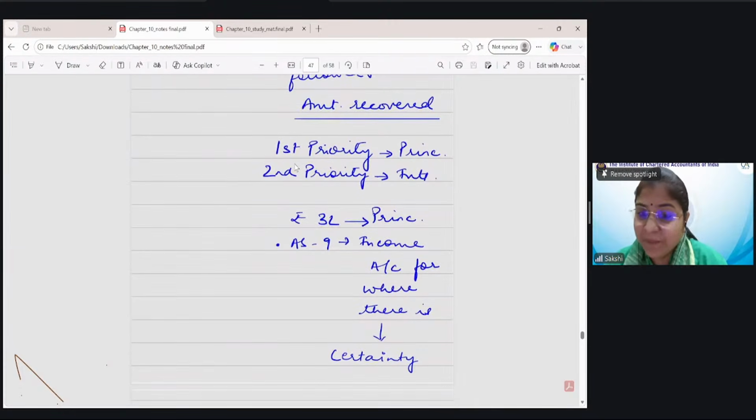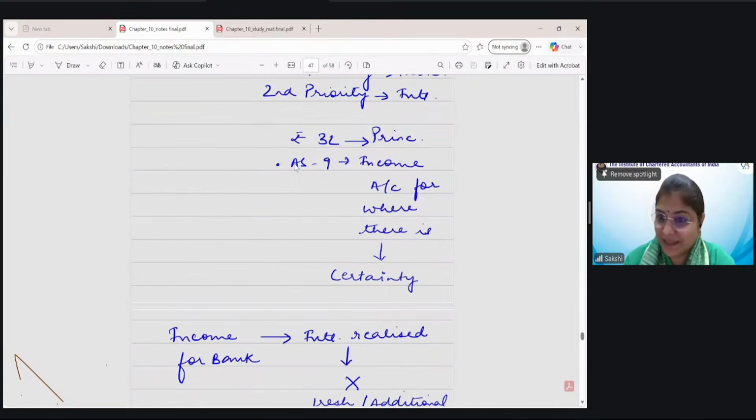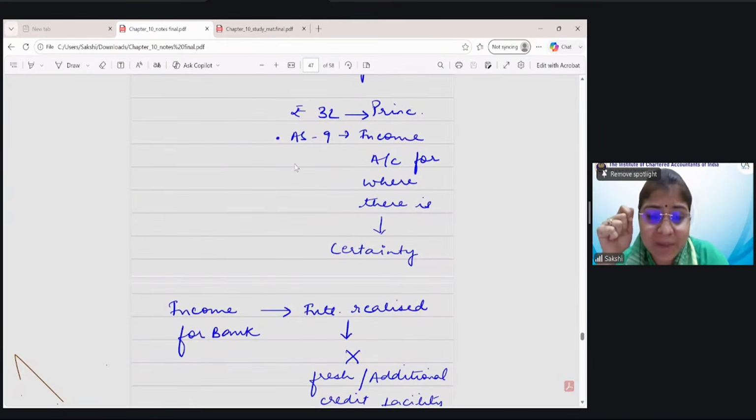As per AS9, when do we account for income? When there is certainty. When do we account for it? When there is a certainty. And what is the income for the bank? Income for the bank is the interest received.